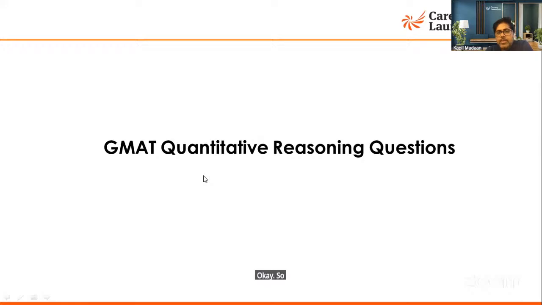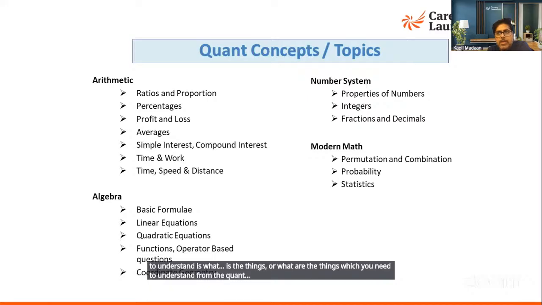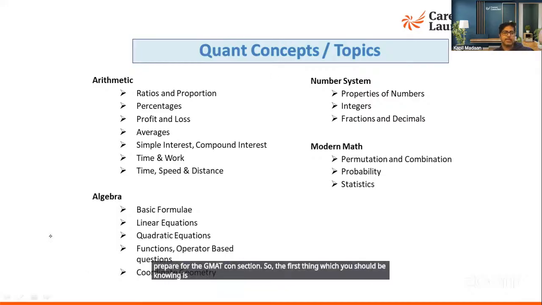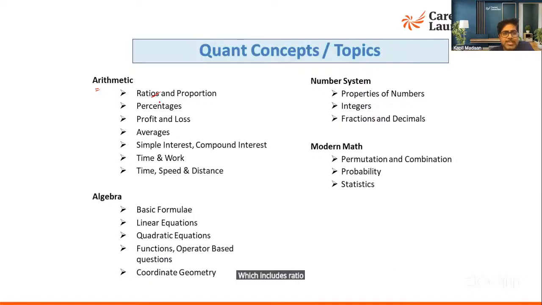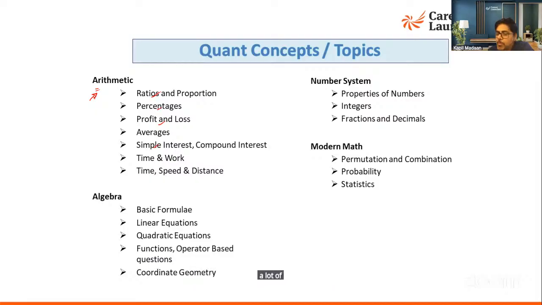So what you need to understand first is the structure of the GMAT quant section and what topics you need to prepare. The first thing you should know is arithmetic, right? Which includes ratio, proportion, percentages, profit and loss, speed time distance, rate and work, simple interest, compound interest. A lot of questions revolve around arithmetic.